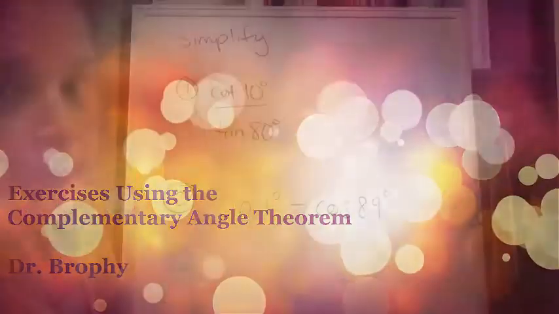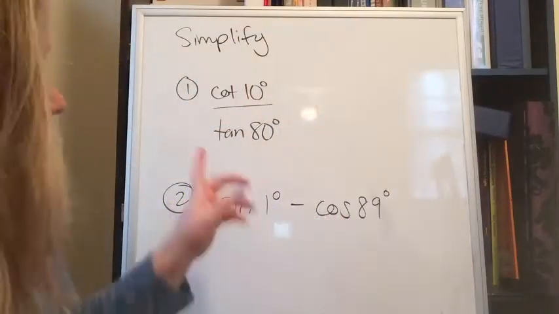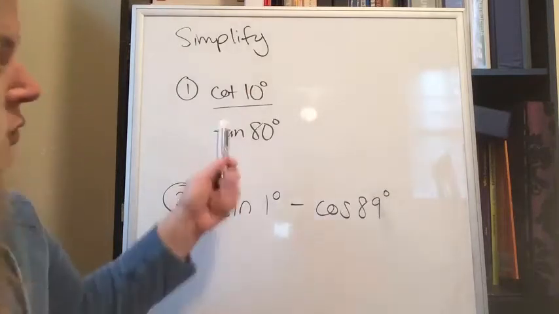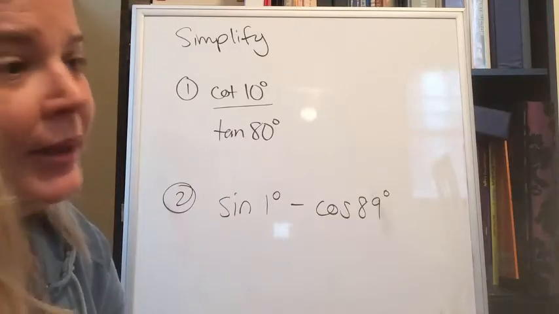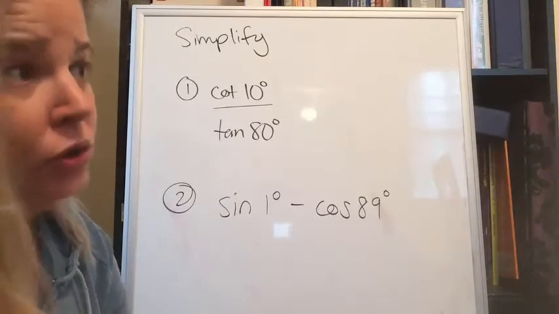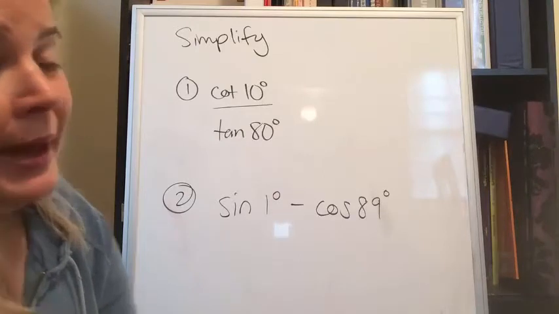We're going to use the complementary angle theorem to simplify some expressions. You can see these two expressions I have up on the board. Notice that in each of these two expressions, the angles are different. However, the angles are complements of each other. That is, they add up to 90 degrees. So one thing I want to do is change all the angles to be the same.